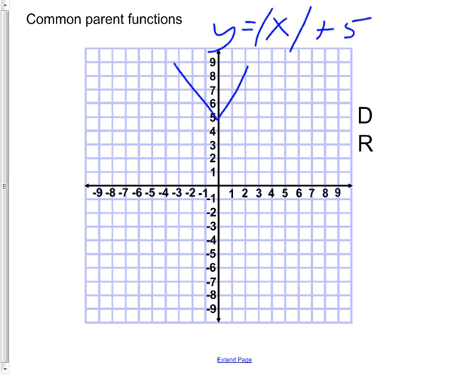It goes from where to where? 5 to infinity. All right, good.